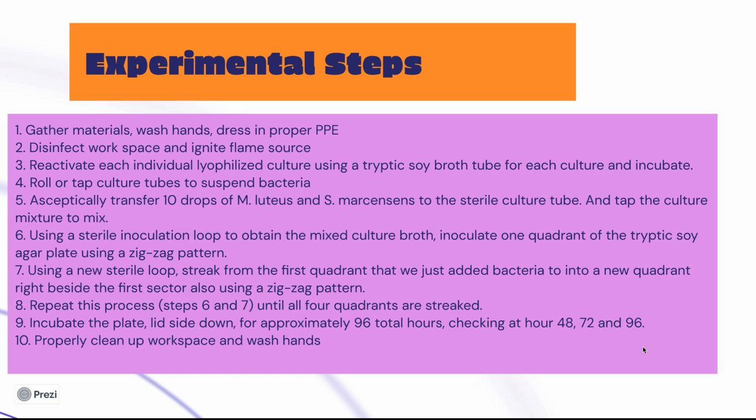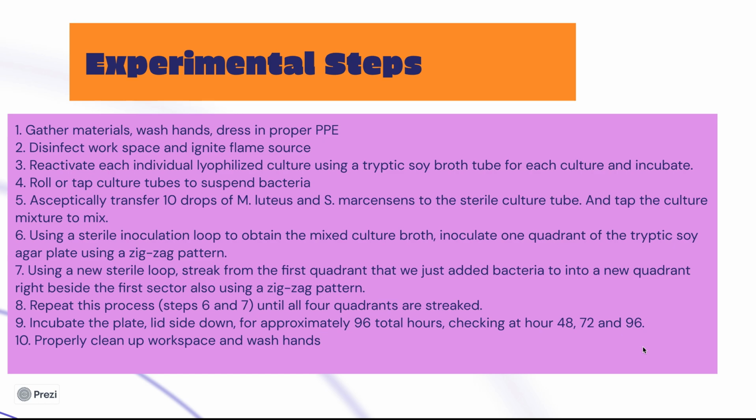This means you're going to roll or tap the culture tubes to resuspend that bacteria, and then you're going to aseptically transfer 10 drops of your Micrococcus and your Serratia to a sterile culture tube. This is essentially mixing them up so that we can get a mixed culture, or a representation of a mixed culture. Then you're going to tap that culture mixture just to make sure that it's all mixed up properly.